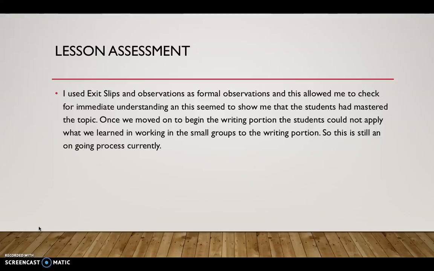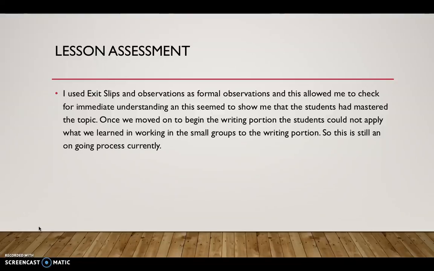Lesson assessment. I used exit slips for formative assessments, and I also used observations as formative assessments. This allowed me to check for immediate understanding, and this seemed to show me that the students had mastered the topic. Once we moved on to begin the writing portion, the students could not apply what we learned in the small groups to the writing portion. So this is still an ongoing process.